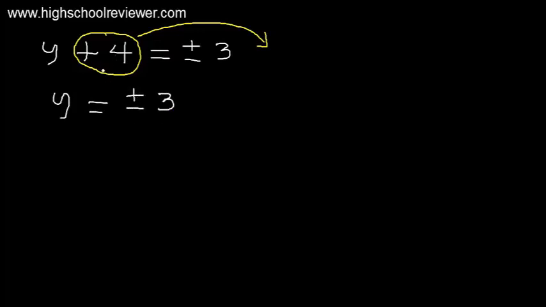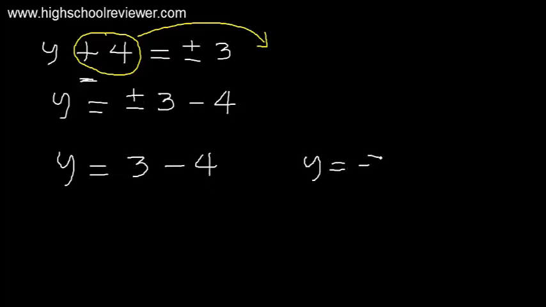If we transpose positive 4, this will change sign. This will become negative 4. So there will be two values of y. We will have here first the positive, so positive 3 minus 4. And the second value will be the negative 3 minus 4.